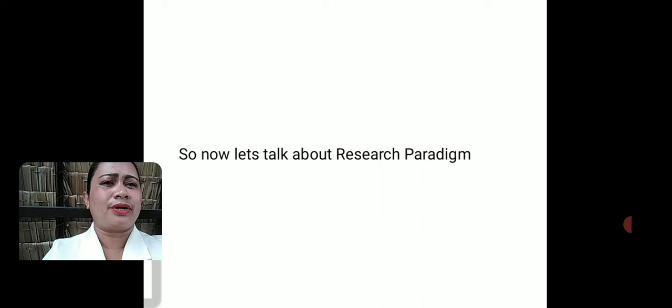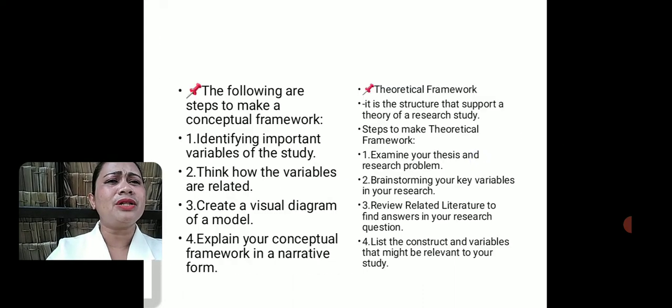What is a theoretical framework? It is the structure that supports a theory of a research study. From the word theoretical, we come up with ideas from theories, so there are supporting concepts from theories. There are also steps to make a theoretical framework. First, examine your thesis and research problem. We should examine all the research problems before doing so.